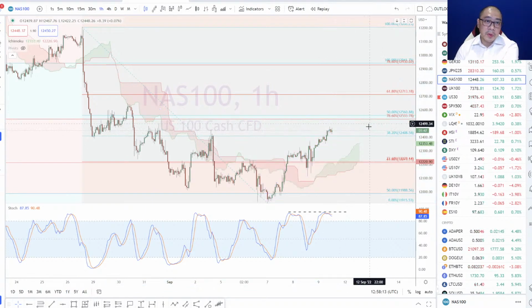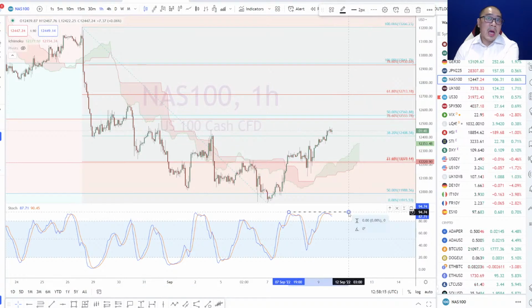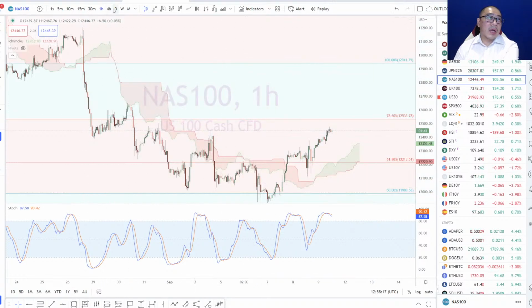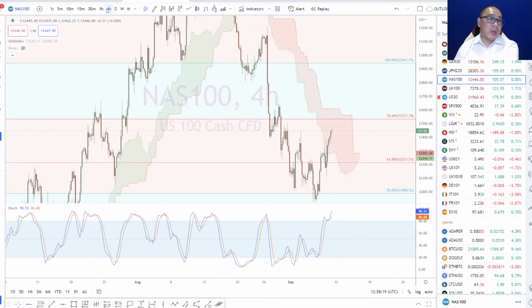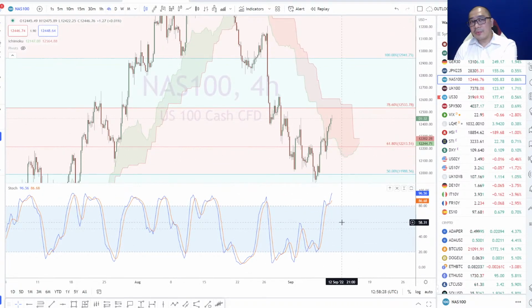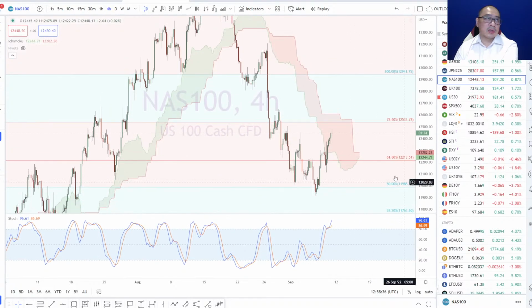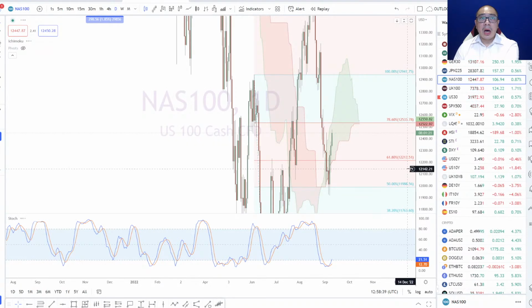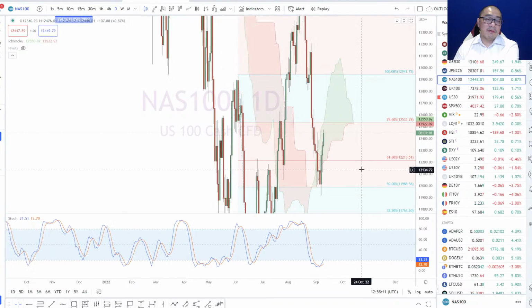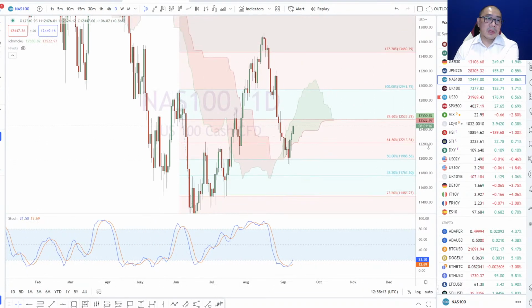So no identifiable divergence for you to use today on the hourly time frame. Do we have anything on the 4-hourly time frame? We don't have anything, because the stochastics, the oscillator, is still up there. It cannot really be identified as a hidden divergence, as well as a potential regular divergence. I'm just not seeing it on the 4-hourly time frame. I'm not seeing it on the daily time frame as well. So yeah.